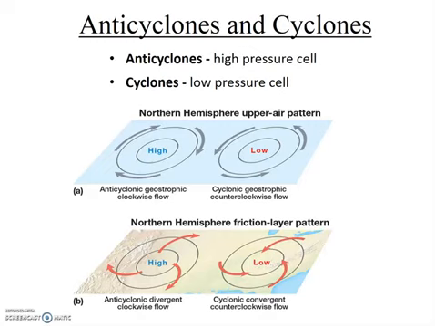We now have a basic understanding of wind direction around high and low pressure cells at the Earth's surface and at higher altitudes. These high and low pressure systems also have names. High pressure cells are called anticyclones, and low pressure cells are called cyclones. Let's review the diagrams you drew.